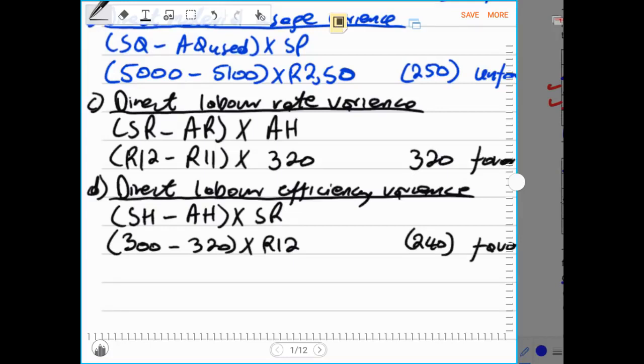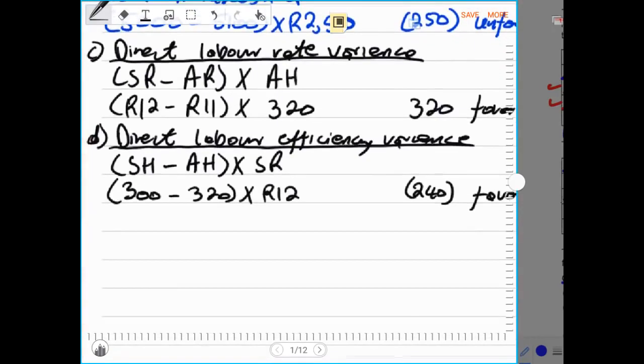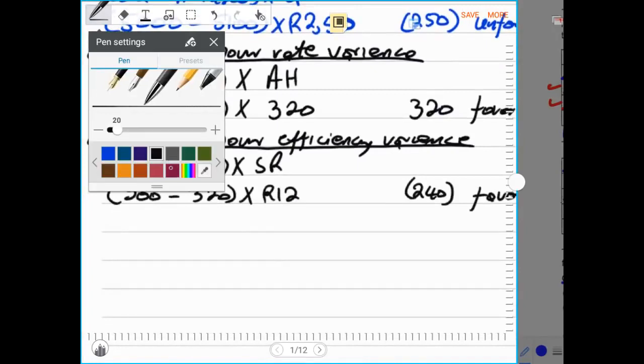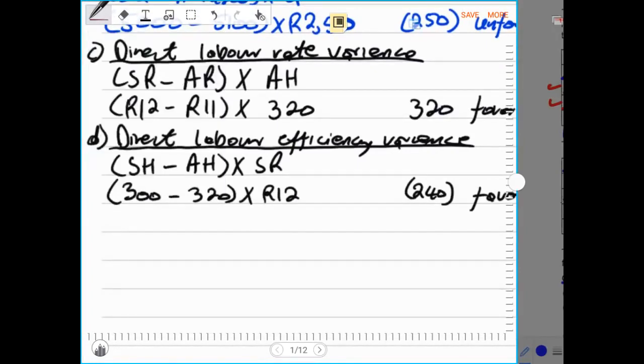So now we go to the variable overhead expenditure or spending variance, which is number E. We do the variable overhead expenditure or spending variance.